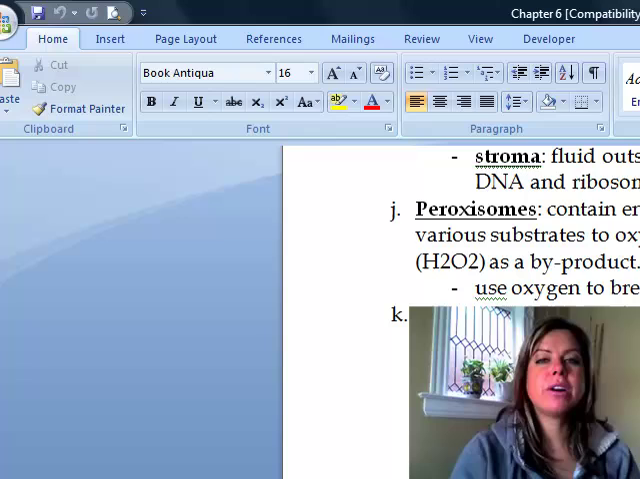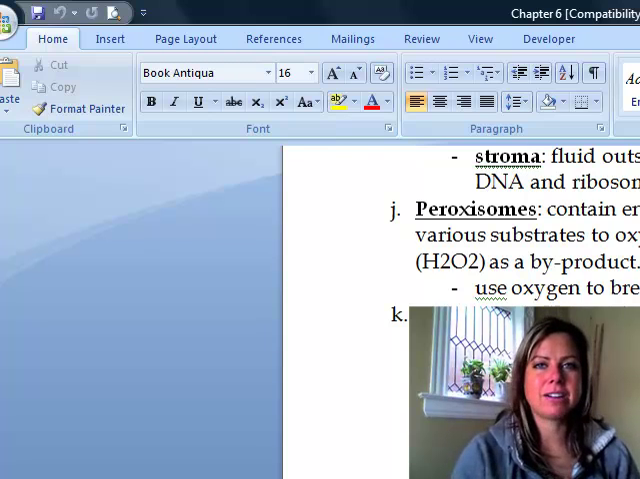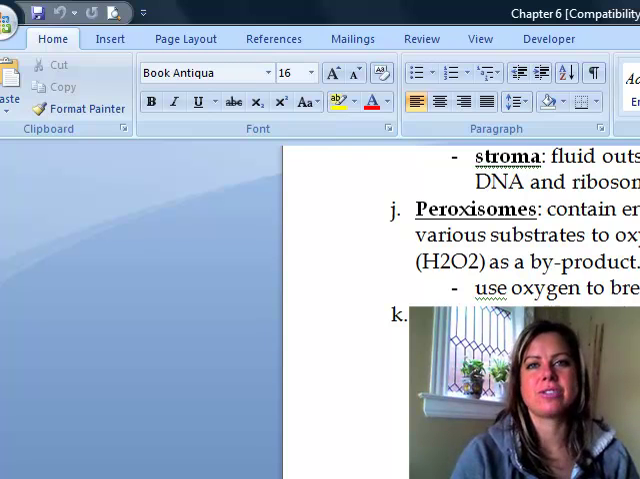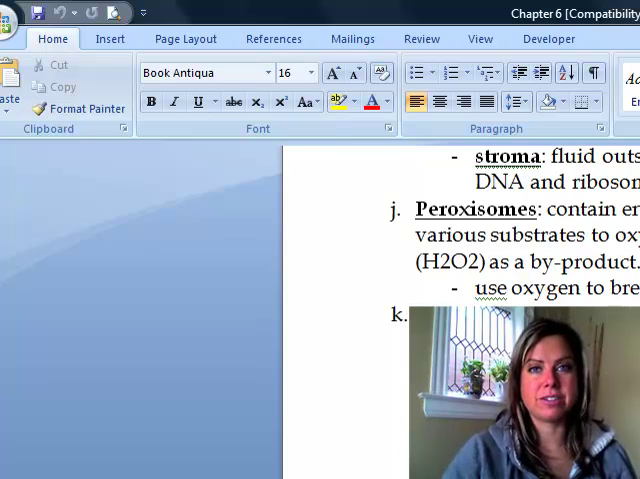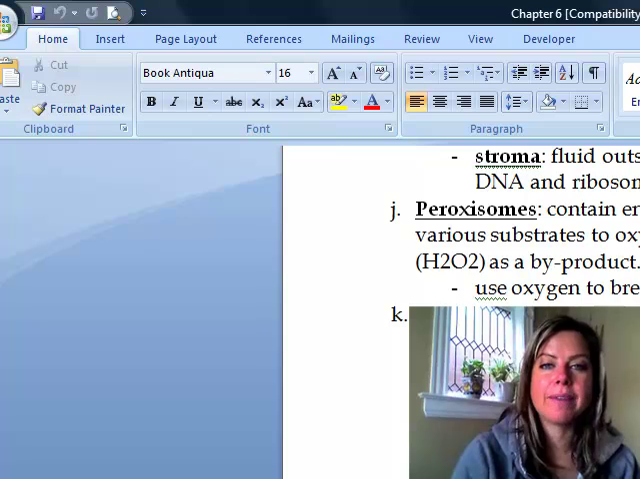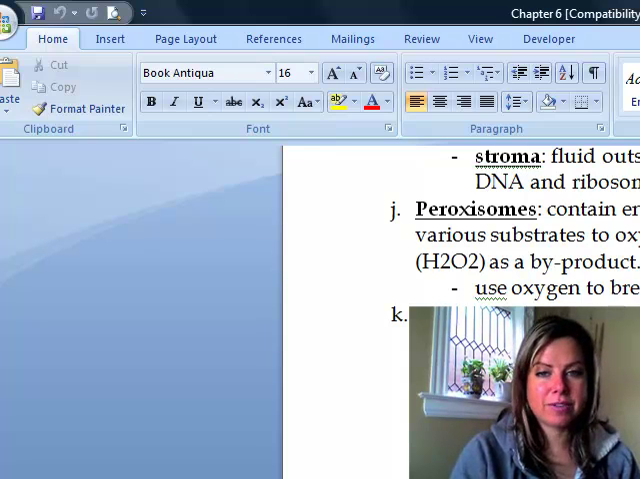So the reason it's important to understand all these organelles is because in later classes you're going to actually learn all these different syndromes that can go wrong if one of those organelles isn't working. Okay. So those are all the parts of the cell.